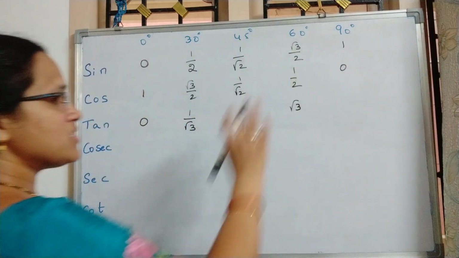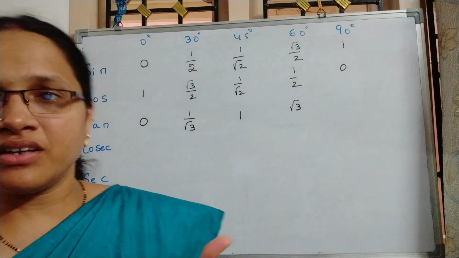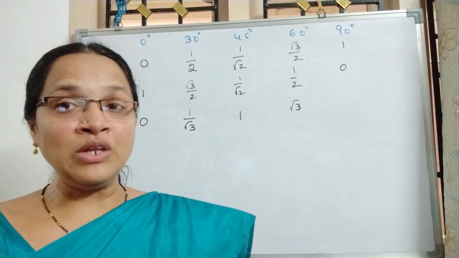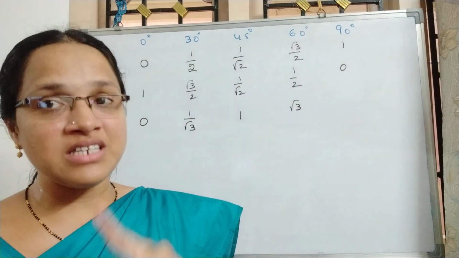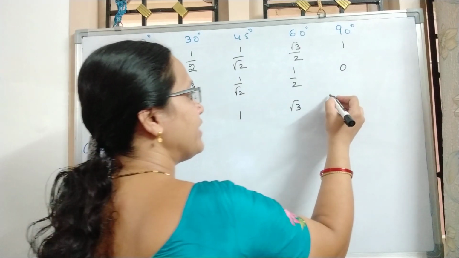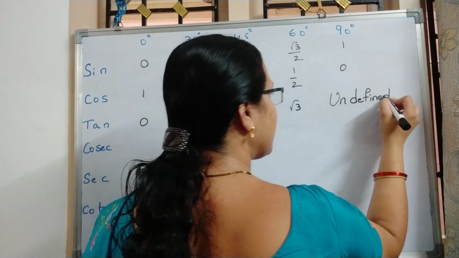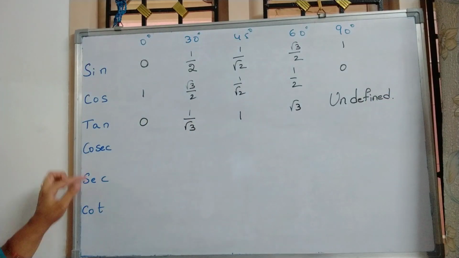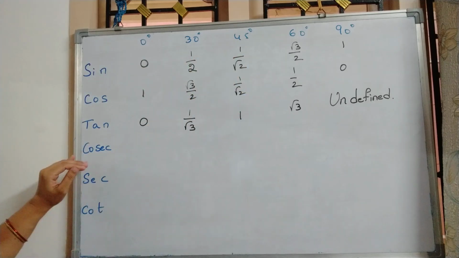1 by 0. This is a very big mystery for everyone. 0 by anything, usually casually we write as 0. But what about the value where the denominator is 0? When the denominator is 0, you should write it as undefined. Is that clear, children? So it is undefined. Now the first three main trigonometric ratios are completed.